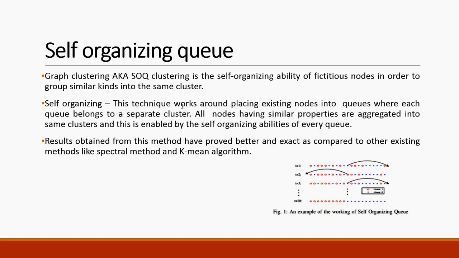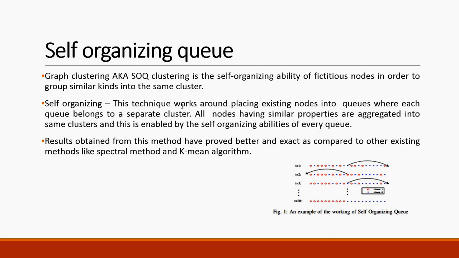What is self-organizing? This technique works around placing the existing nodes into queues, where each queue belongs to a separate cluster. All the nodes having similar properties are aggregated into the same cluster, and this is enabled by the self-organizing abilities of every queue. The results obtained from this method have been proven better and more exact compared to other existing methods like the K-means algorithm, N-cut methods, and NJW spectral methods. This clustering method is the same as how we humans differentiate objects.